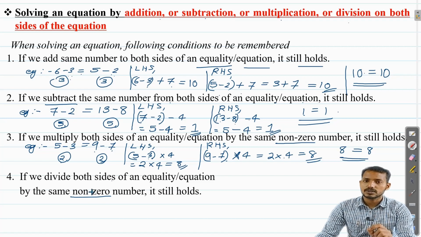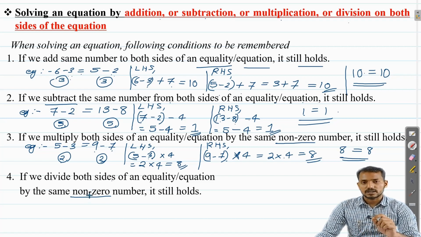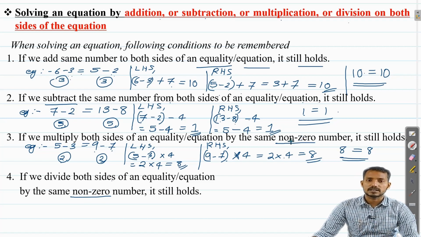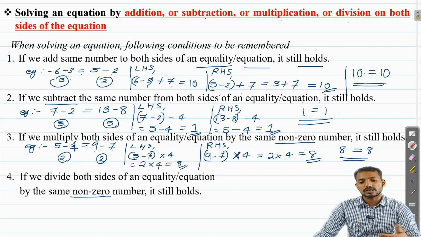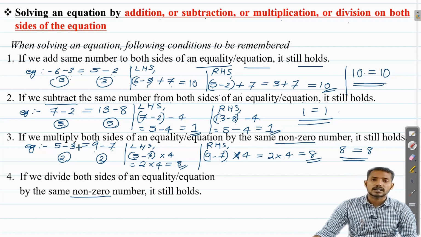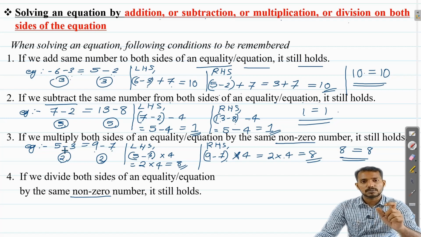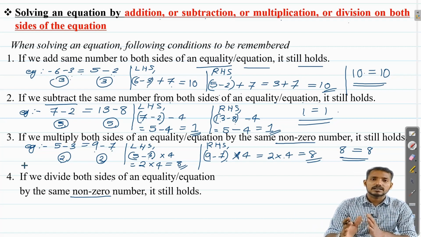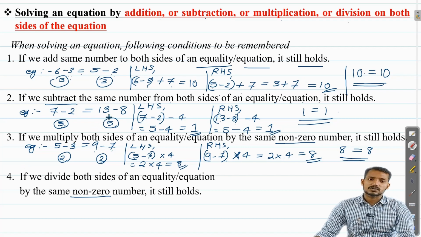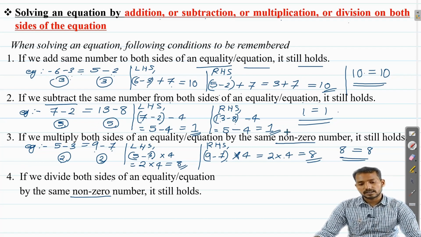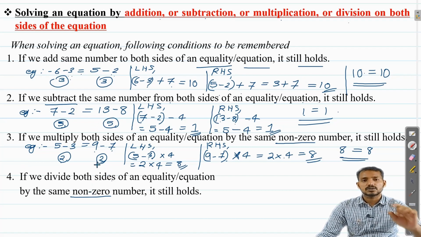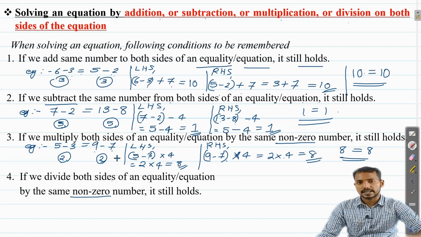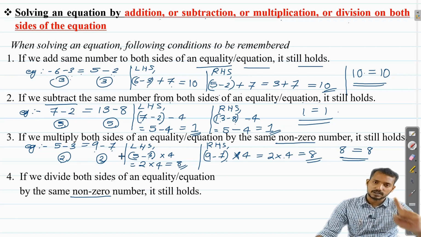We are not supposed to use 0 in the case of division as well as in the case of multiplication. Because in the case of multiplication, even if the LHS and RHS are not equal, if you multiply by 0, the entire term will become 0. So that condition is not effective in the case of 0. Clear? So in the case of multiplication and division, it should be a non-zero number. It can be a negative or positive integer. Clear? That is very important.